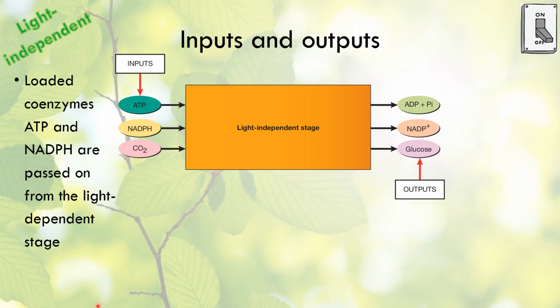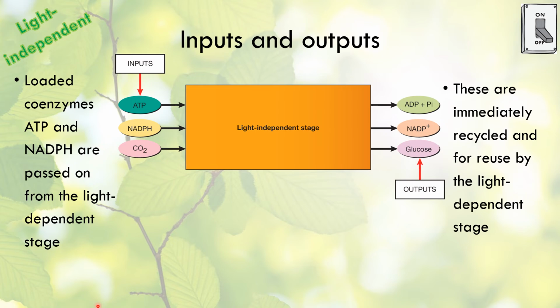So, as you can see, our loaded coenzymes ATP and NADPH are passed from the light dependent stage. These are immediately recycled and reused by the light dependent stage when they're spat out the other side as unloaded. So you can see they're loaded when they come in here. So the inputs are loaded. Their energy is utilized in the light independent stage to form our glucose molecule from our carbon dioxide. And they're spat back out the other side, unloaded.